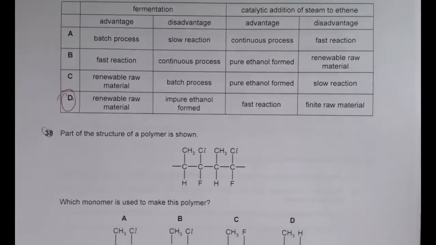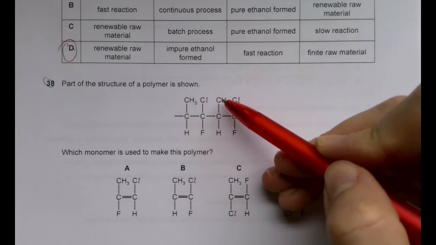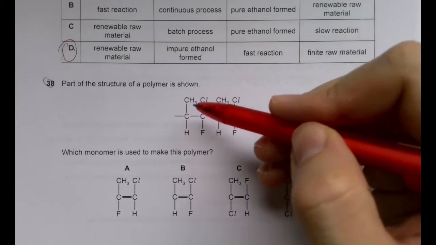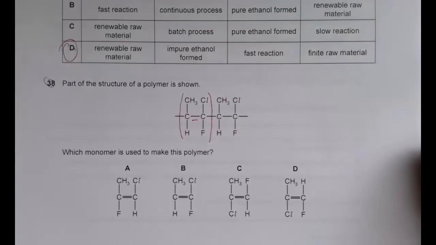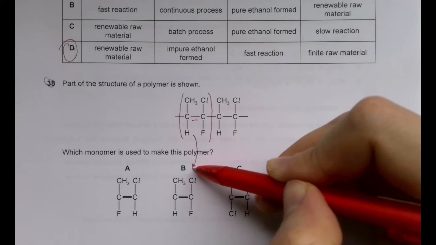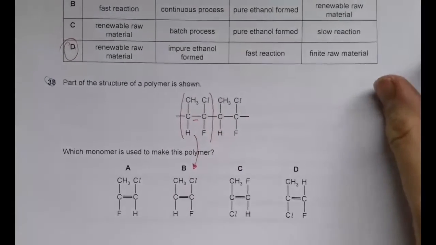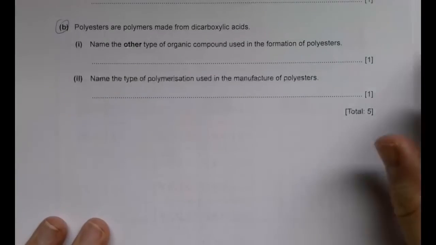This again, so look, we've got CH3, Cl, CH3, Cl, H, F, H, F. So that there is your monomer, which is this one here, B. Okay. Nothing interesting there.